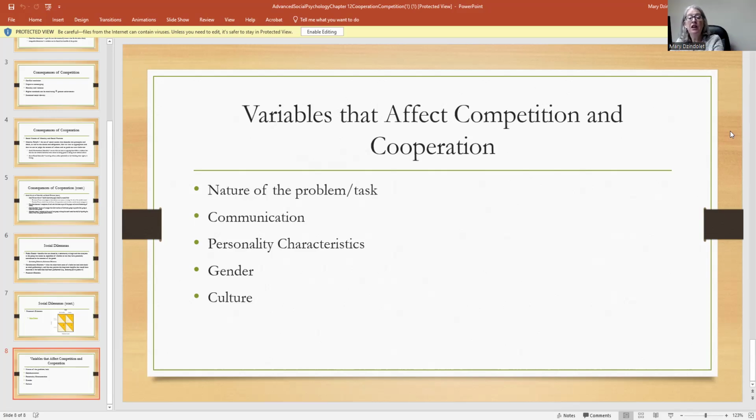Communication, as you saw in the video, is huge. Communication changes almost all of this. You can take a very competitive task, and if you allow people to communicate, they can come up with rules that make things really fair. And all you need to do is just watch a group of first graders. Do you know what I mean?